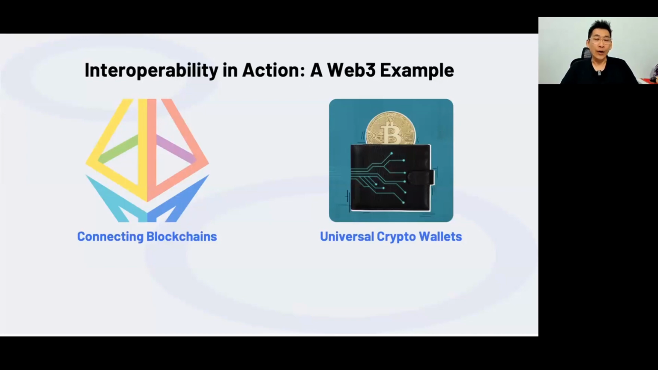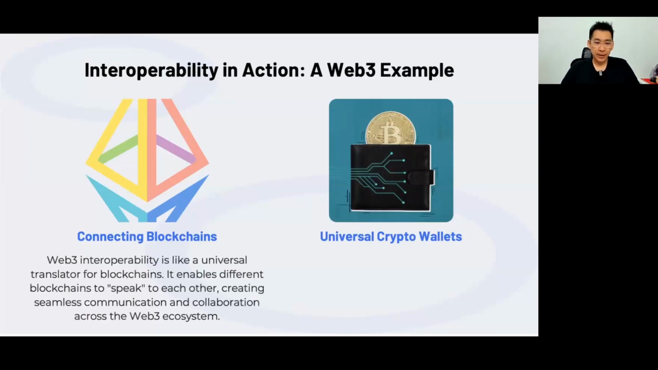It's about connecting blockchains. Web3 interoperability is like a universal translator for blockchains. It enables different blockchains to speak with each other, creating seamless communication and collaboration across the Web3 ecosystem.